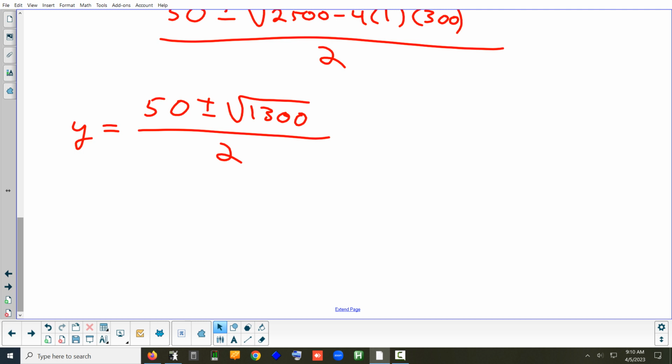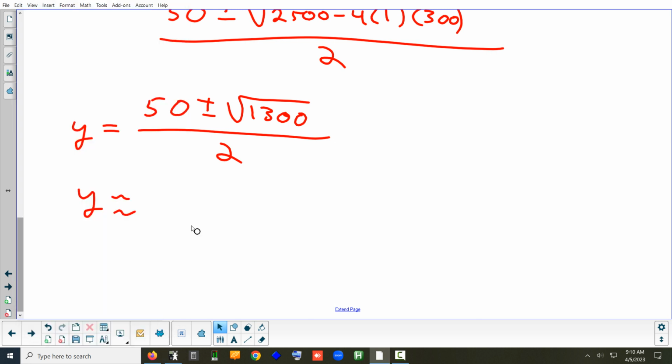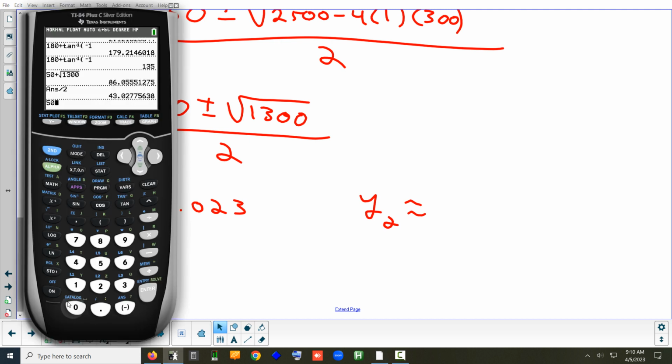That's the exact answer. But the approximate answer is 50 plus the square root of 1,300 divided by 2. So it's about 46.023. No, 43.023. Sorry. And let's call that y1, because that's our first answer for y. And let's do y2: 50 minus the square root of 1300, and then divide that by 2. 6.972.